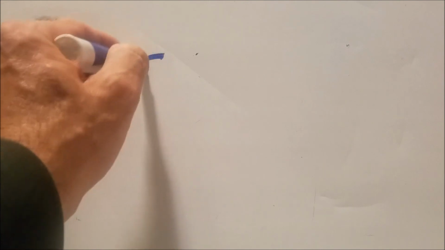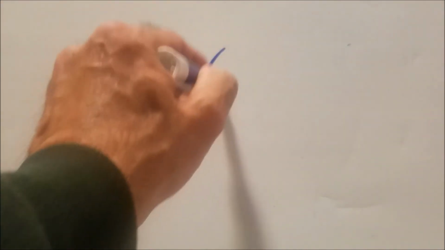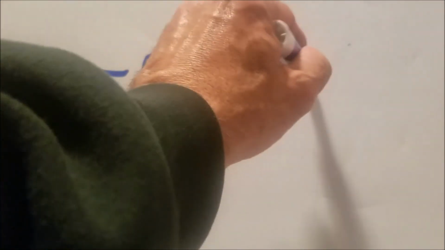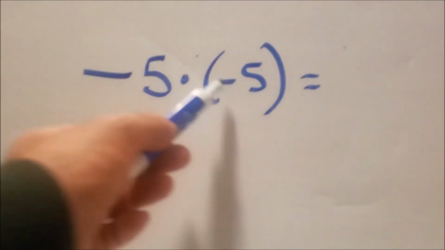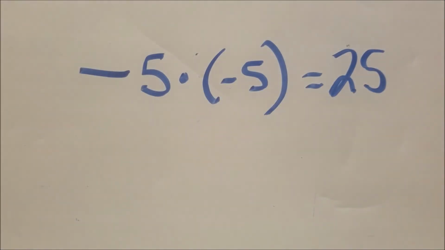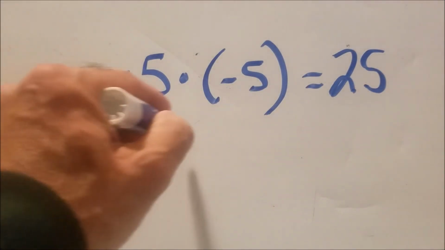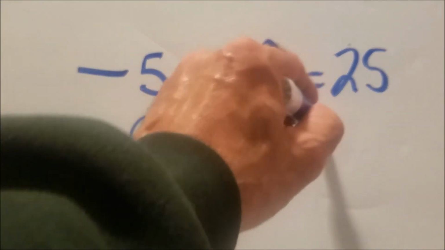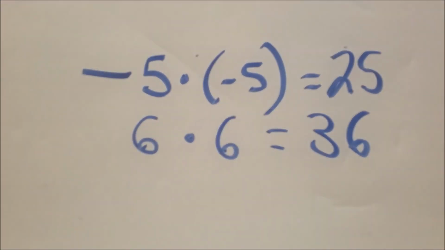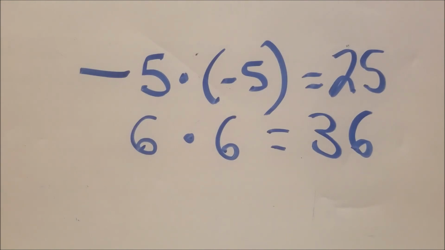So negative 5 times negative 5, what do you think that answer is? They're like signs. They're the same sign, so it'll be positive. Same sign, right? 6 times 6, they have the same sign. They're positive. So like signs, the same sign, will always be positive.